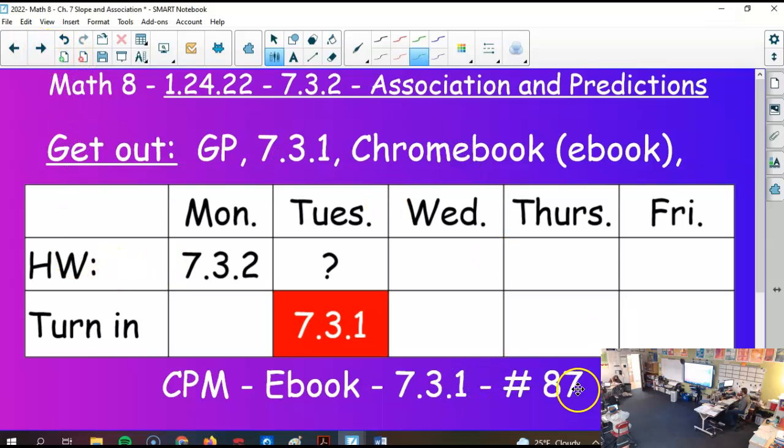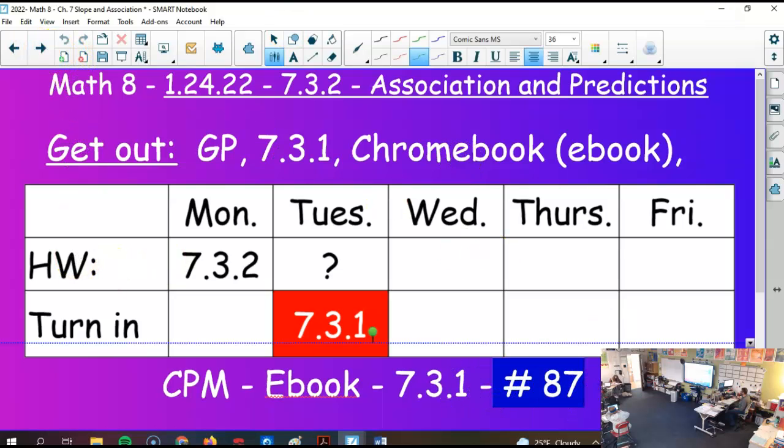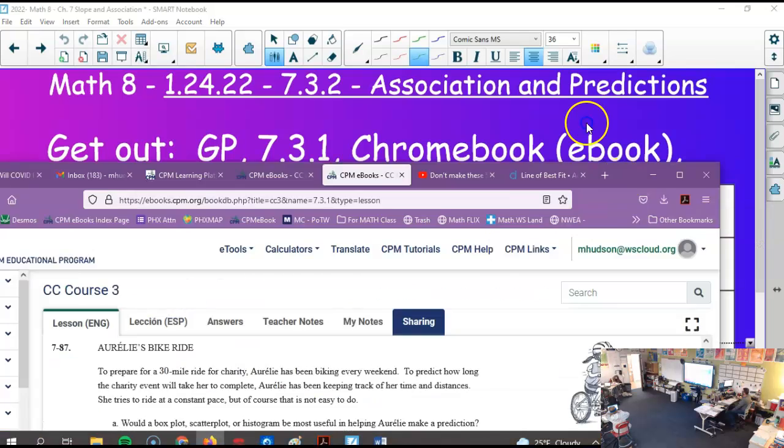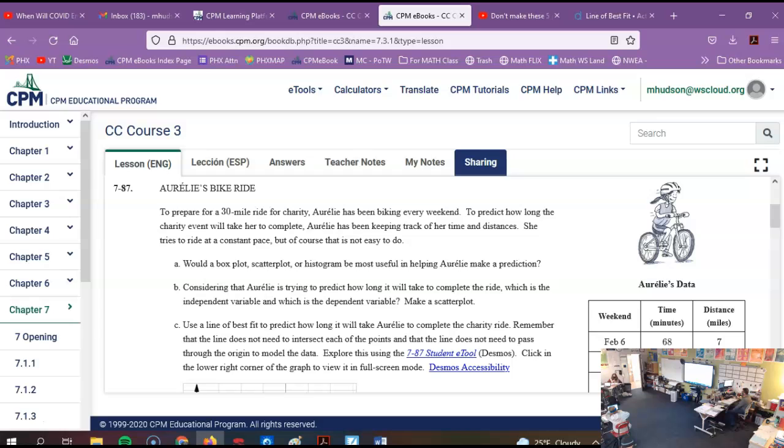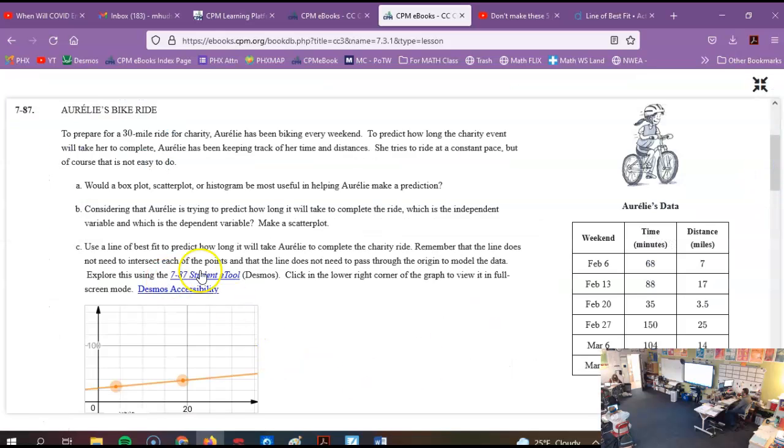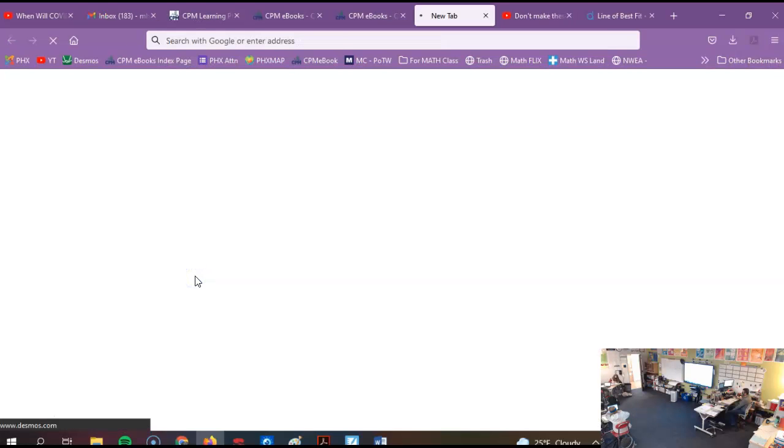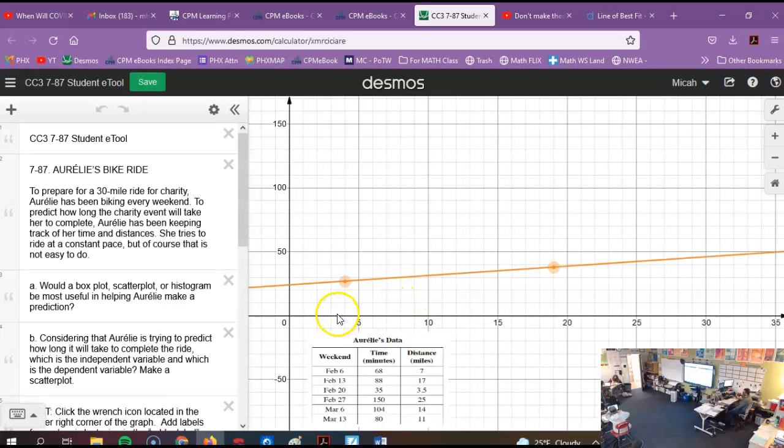All right, let's look at problem 7-87, because technology is one of those things that is really going to help you as you head into your future, and it will save you from doing a lot of work on paper. If you find Ariel's bike ride and click on 7-87 Student eTool, it will take you to a Desmos page that has Ariel's data on it.